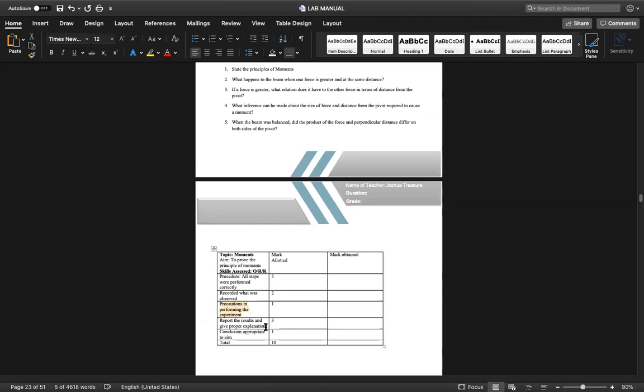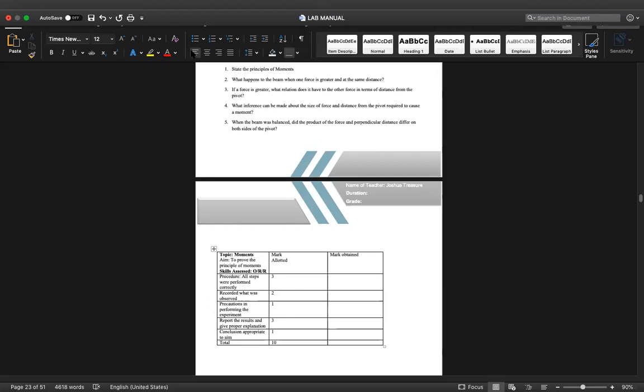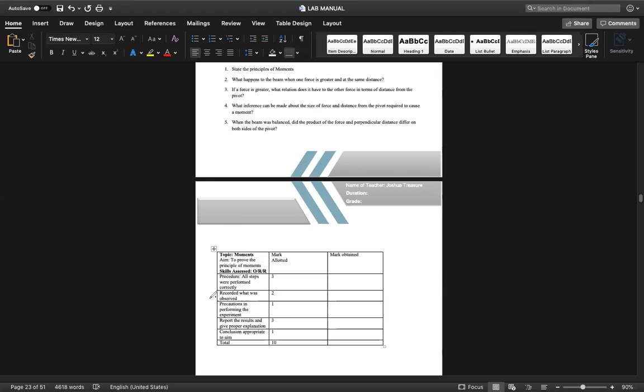Limitations, sources of error, and precautions. Now this, I split up as well. I put 1 mark towards your table again, and then 1 mark towards your discussion. So in all, the table is 2 marks. 1 goes here, 1 from here, and 1 from here. That is 2 marks for your table.